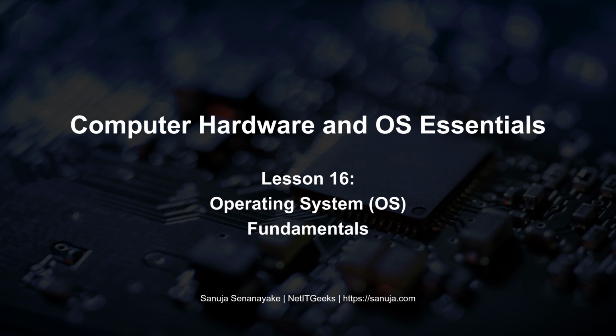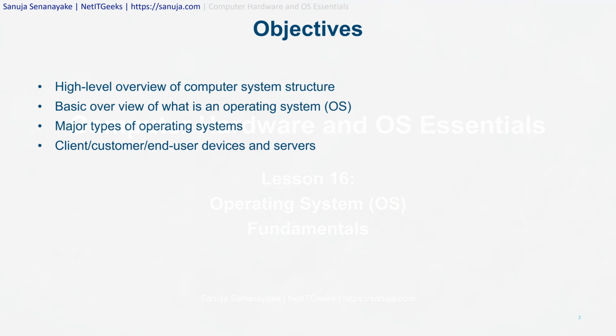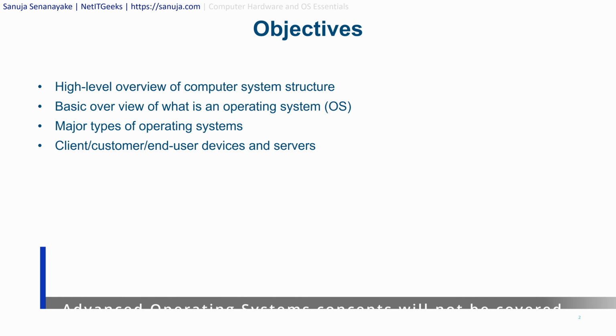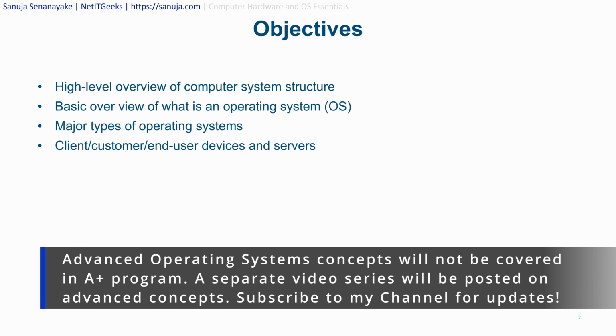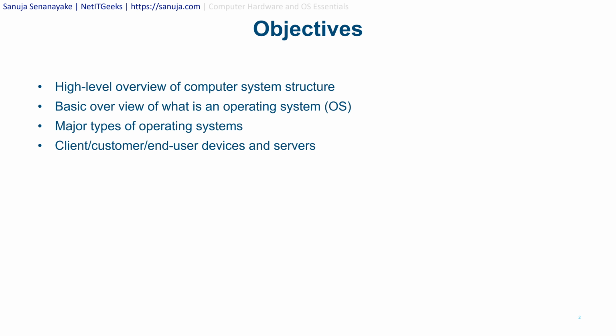This would be our 16th lecture, in which I will cover operating systems fundamentals. The primary objective of this lecture is to cover a high-level overview of computer system architecture, a basic overview of what an operating system, also known as OS, is, major types of operating systems, and client, customer, end user devices and servers. So, a general overview of all of these items.